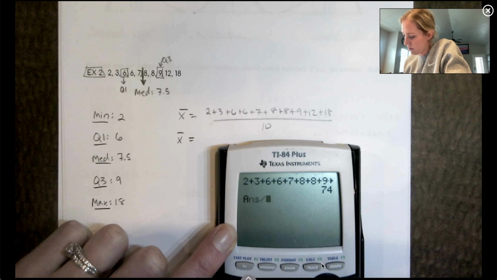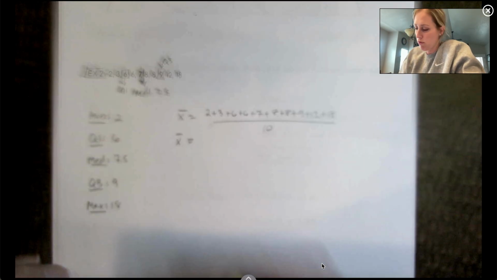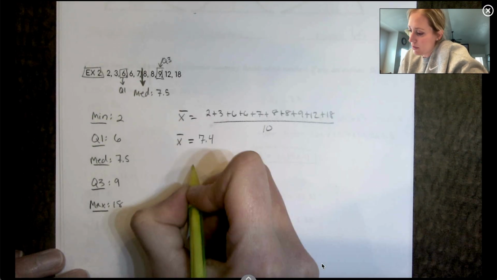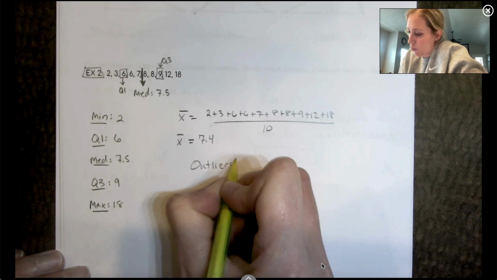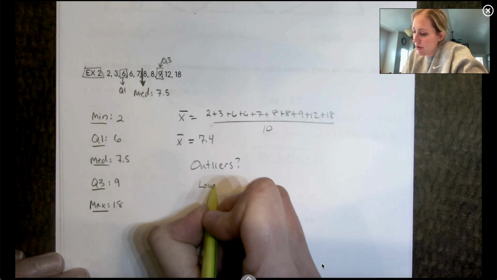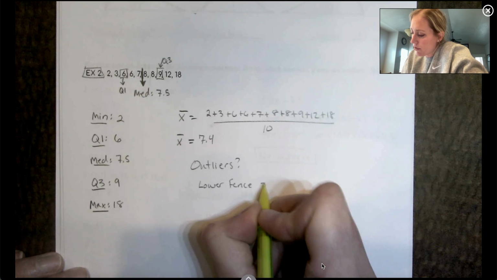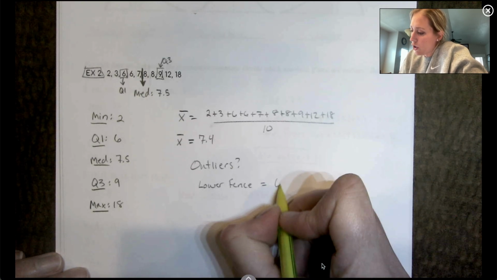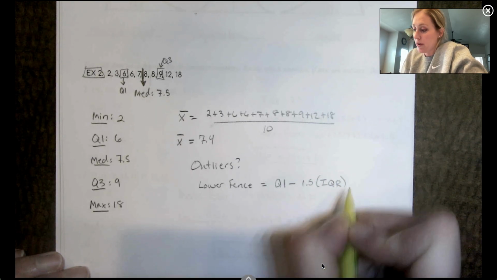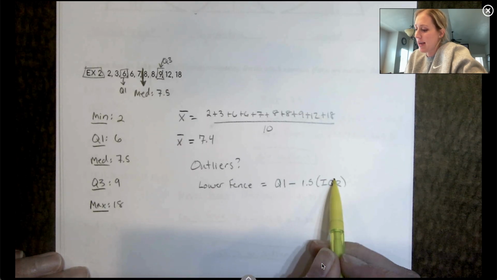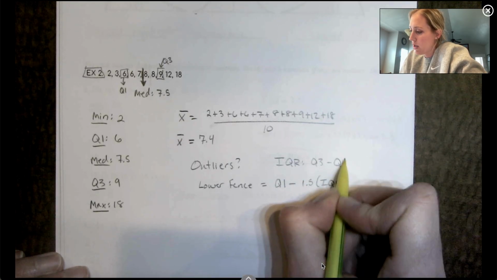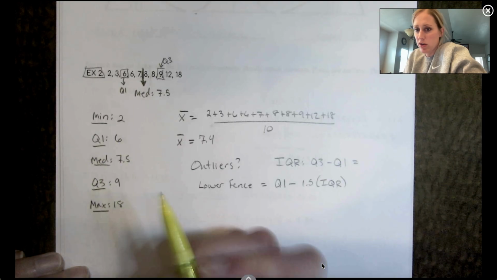All right, so we got 74 divided by 10 gives us 7.4 for the mean. Okay, the last part we're asked to determine is outliers. So here's what we're going to do. We need to find the fences, okay? So remember, the lower fence is equal to our Q1 minus 1.5 times the IQR. This is on the previous page, okay? So we need to find the IQR. IQR, remember, is Q3 minus Q1. So for us, Q3 minus Q1 is 3.